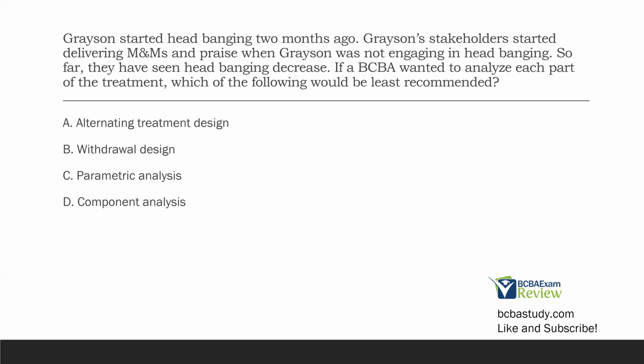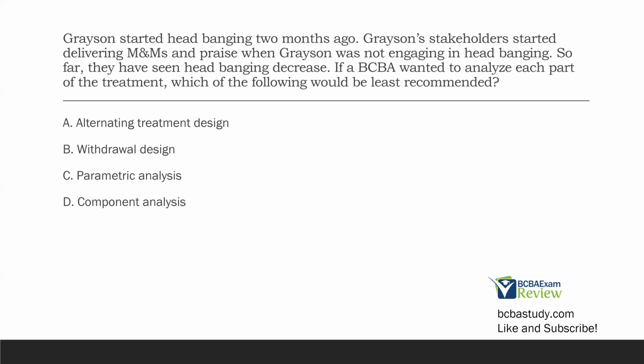A great strategy, I always say, cover the answer choices and just look at the question. So what do they want to know? It wants to know, the BCBA wants to analyze each part of this treatment. Which of the following would be least recommended? So whenever you see something like, well, we're going to analyze parts of the treatment, what are you thinking? You should be thinking component analysis, parametric analysis, and things like comparative analysis, right? We're taking parts of treatment, okay?